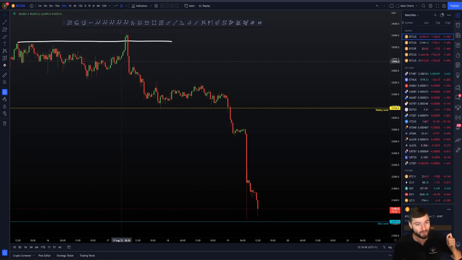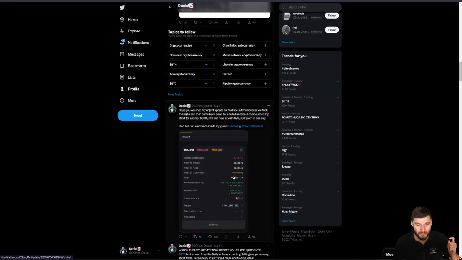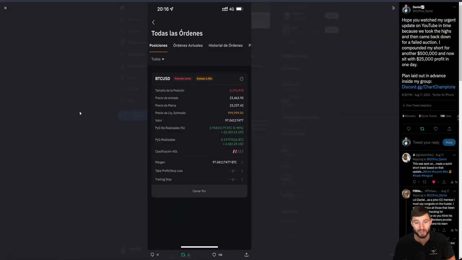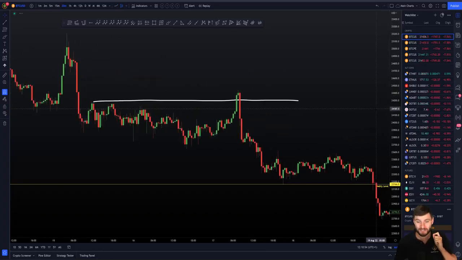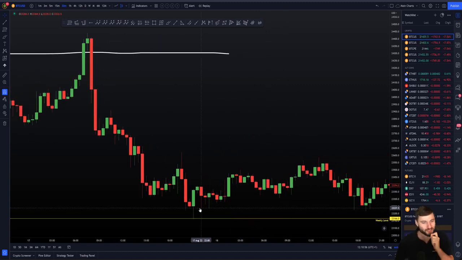And we continue. So obviously we saw that failed auction. I told everybody for free over on Twitter, hey, I've compounded that short for another $500,000. Let's go for lower. Obviously the next level that we had to the downside was this weekly, and madre mia, look at it. We come down, we tap that weekly.